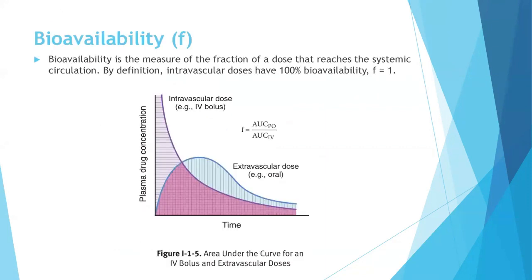Now, talking about the bioavailability, which is a measure of a fraction of a dose that reaches the systemic circulation. By definition, the intravascular doses have 100% bioavailability. So, for example, if a person is taking an intravascular bolus drug, then it does not have to go through metabolism in the liver in order to go into plasma. It directly gets deposited in the plasma. So the bioavailability for that drug is 1. Okay, 100% bioavailability. But with any other extravascular dose, if we administer the drug, then the bioavailability will be less than 1.